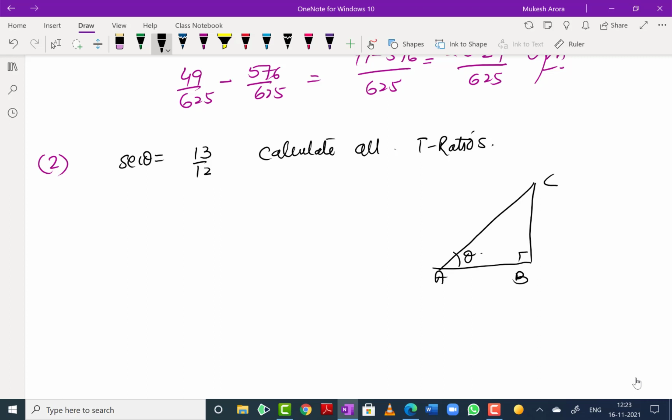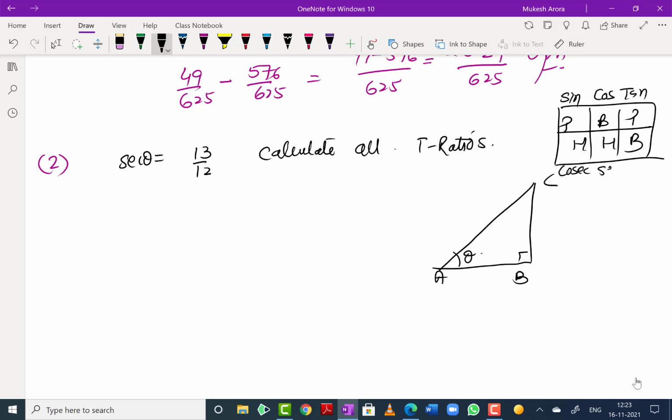Secant. So Pandit Badri Prasad Har Har Bhole. Secant is what? This is sine, this is cos, this is tangent, this is cosecant, this is secant, and this is cot. Secant theta is hypotenuse by base, which is equal to 13 by 12. This is 13 and this is 12.